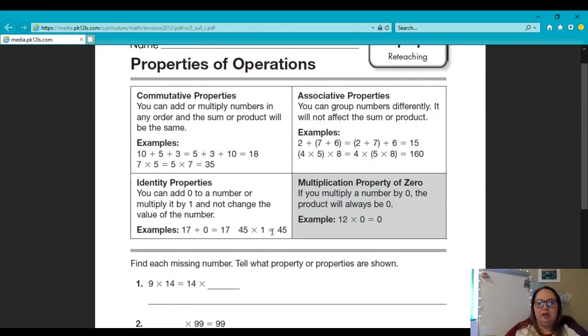The last one that we're going to talk about today is the multiplication property of 0. So that means that any number times 0 is always going to equal 0. So in this example, it says 12 times 0 equals 0. You could do a million times 0 to get 0. You could do 1,242 times 0 to get 0.